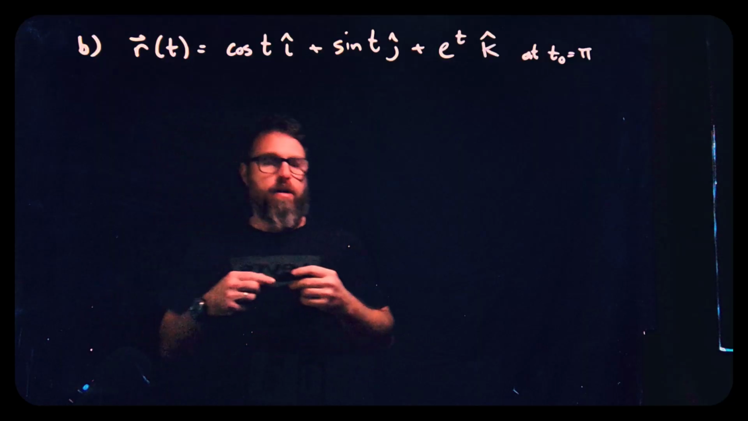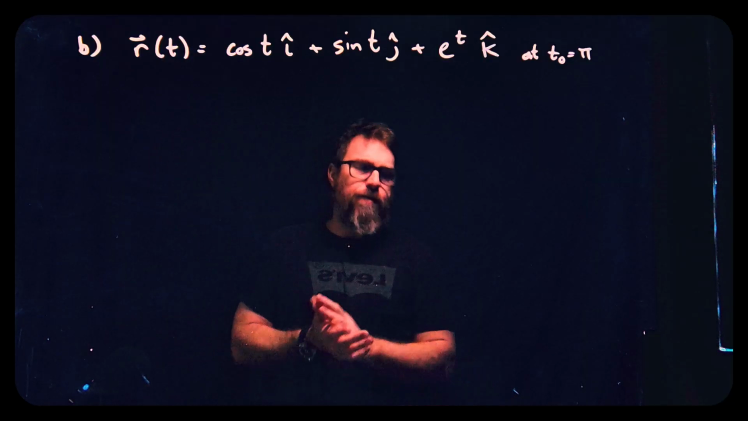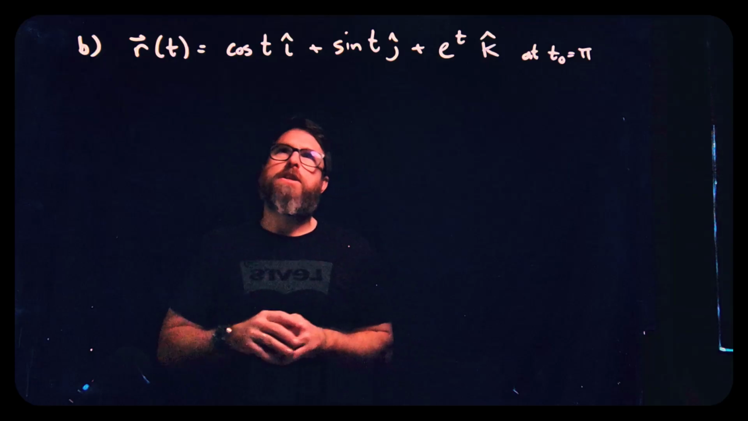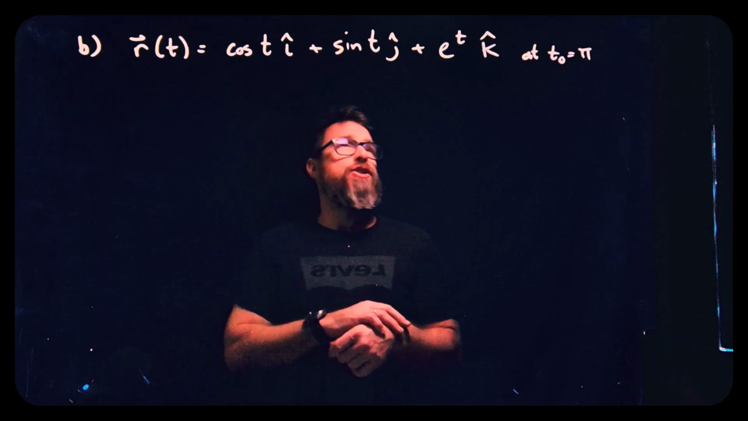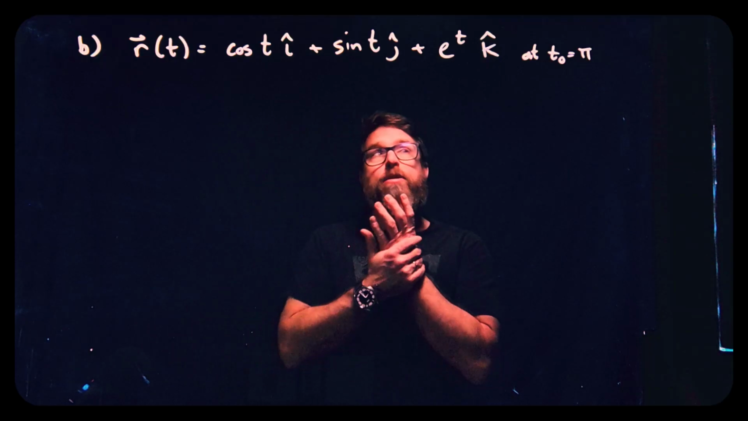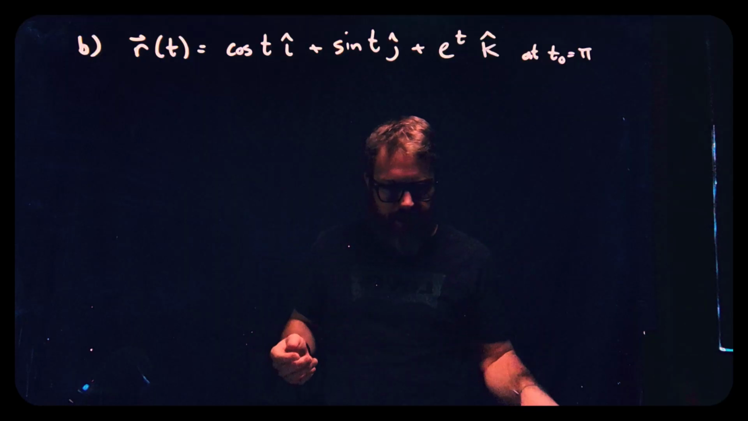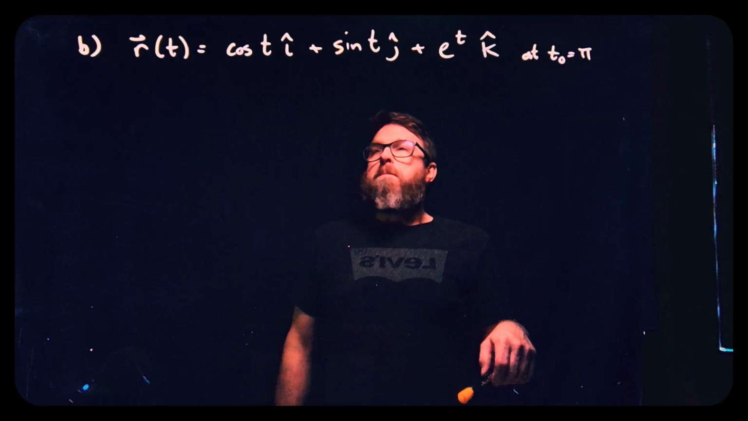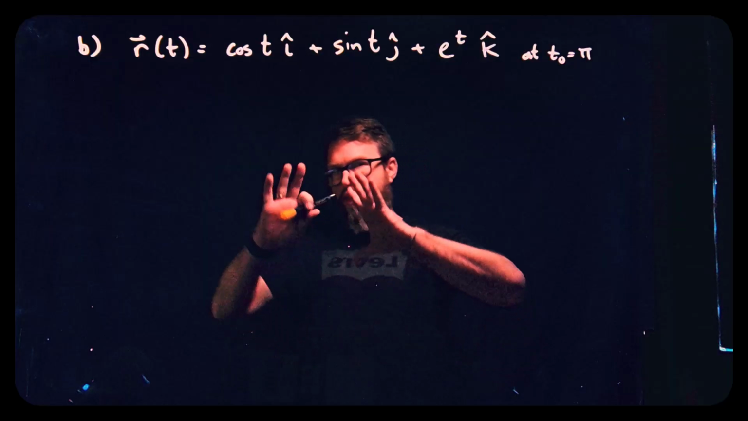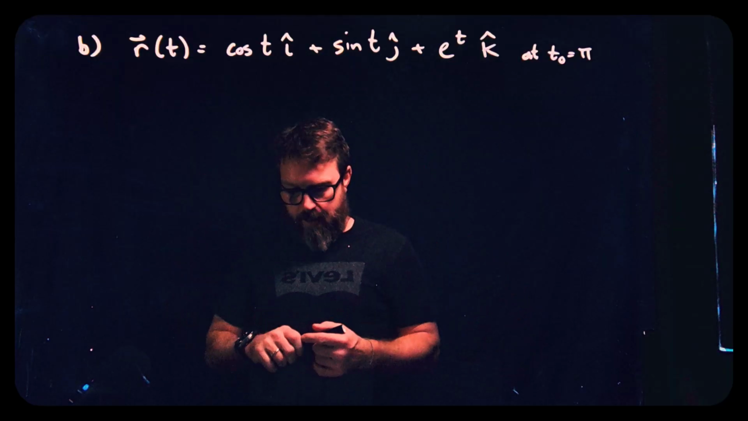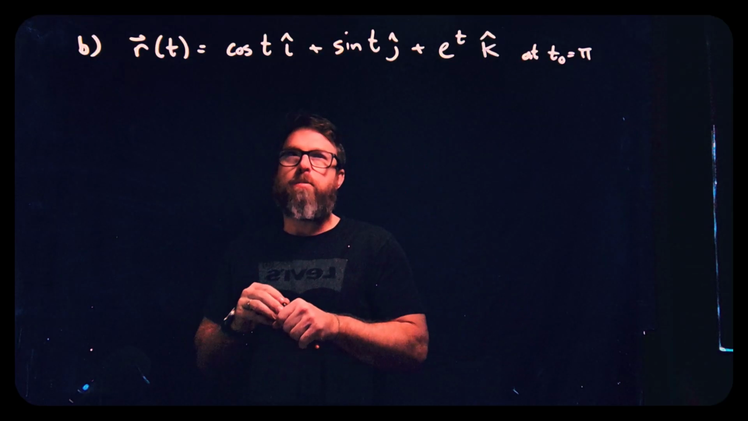So here's our second example for finding the velocity and the derivative. So r of t is going to be the cosine of t i plus the sine of t j plus e to the t k, and I want to do this for t naught, which is equal to pi. Now, before we do this, let's just draw the picture of this thing. It's something that should be somewhat familiar.